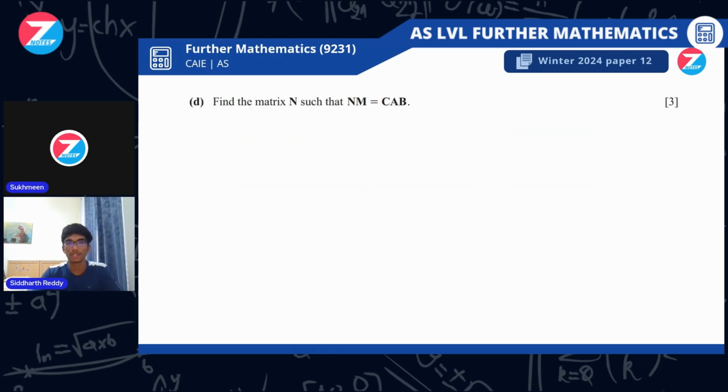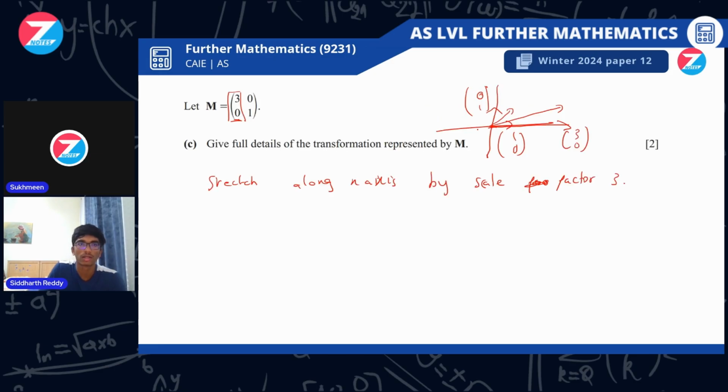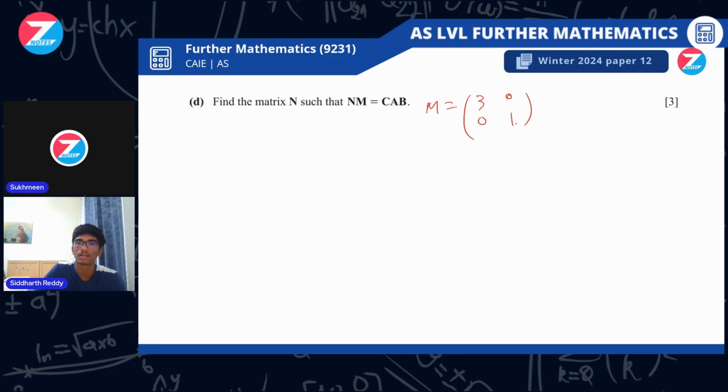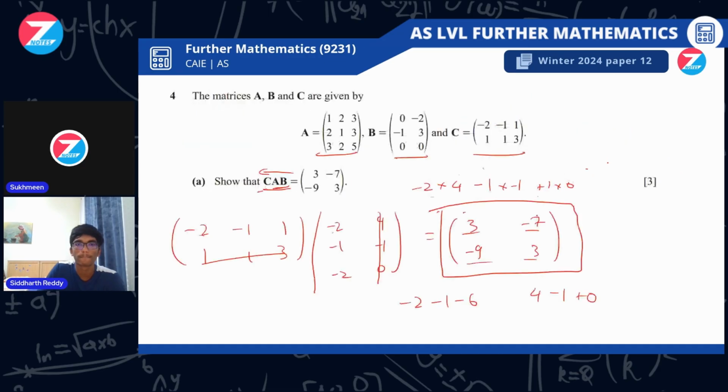Okay, find the matrix N such that M is equal to CAB. So we have M is equal to 3, 0, 0, 1 from the previous question, and CAB is equal to 3, minus 7, minus 9, 3. Okay, so CAB is 3, minus 7, minus 9, 3.